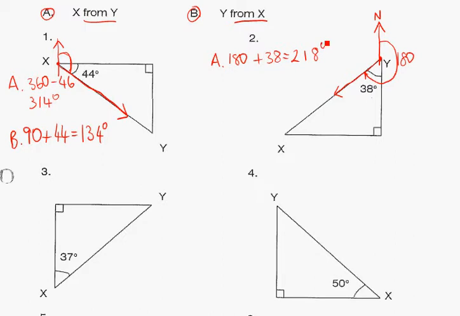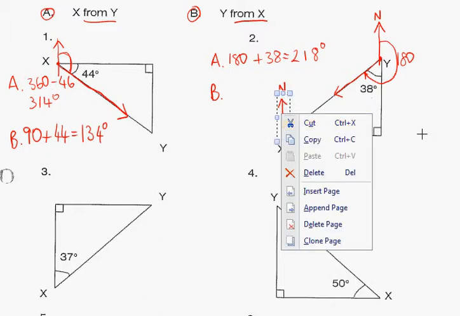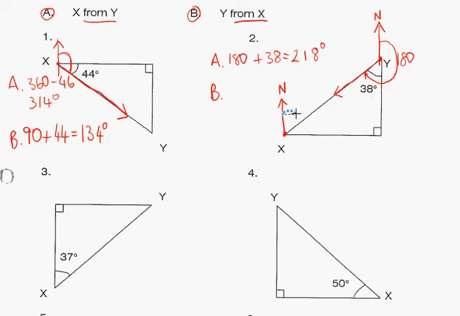218 degrees. In part B, the bearing of y from x, so I'm standing at x, draw in your north arrow, pointing straight up north. Looking north, we're going to turn ourselves around there, that way, before we walk in the direction of y. So I'm going to need this angle in here.